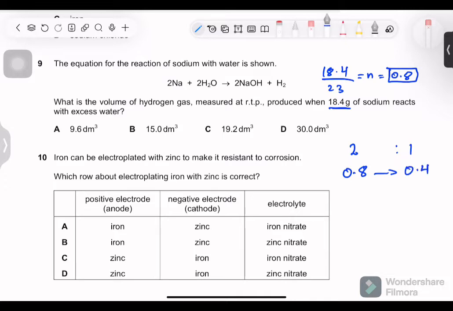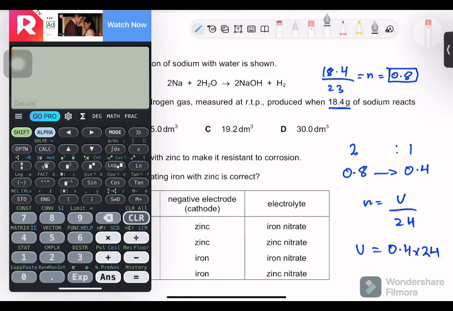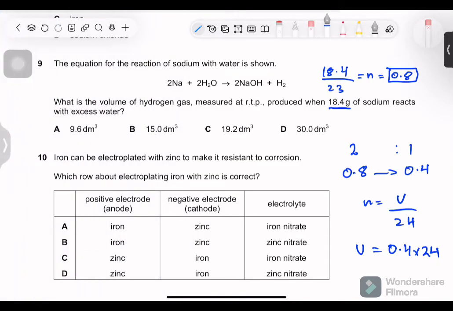Now that we have the moles, we can use this formula. So volume will be moles times the volume, 24 dm cube, which is a constant. So this will give us the answer 9.6. Next question.